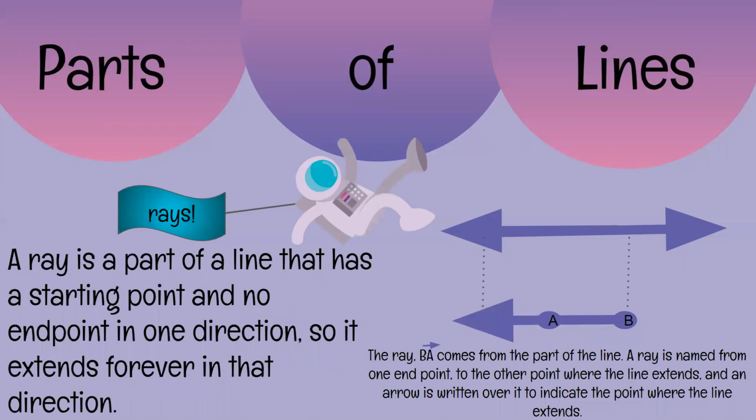Another part of a line is a ray. A ray has one endpoint and it extends forever in the opposite direction of that endpoint, which is why there is an arrow on one end. Here we have ray BA. A ray is named from one endpoint to another point of that line that is in the direction of where the arrow is, or where the line extends. An arrow is written over the letters to indicate where the arrow of the ray is. For example, here the arrow is written in the direction of the A so that you know that the ray starts at point B and goes in the direction of point A.